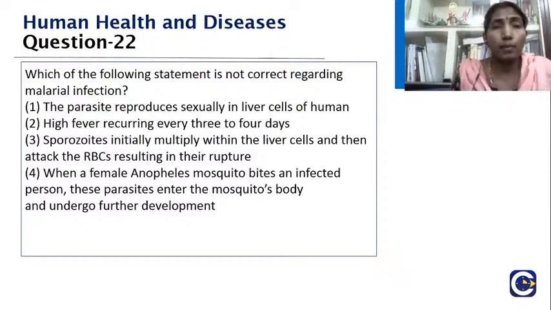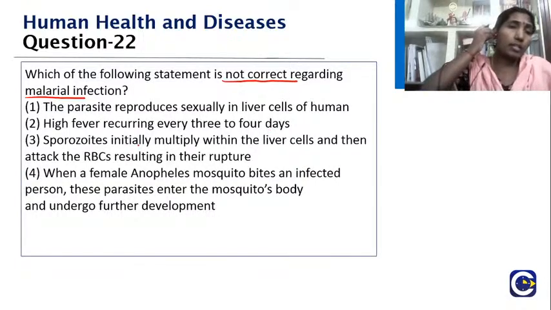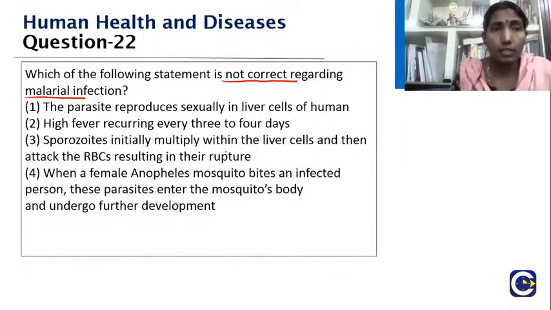Which of the following statements is not correct regarding malarial infection? You are going to see which is not correct. The parasite reproduces sexually in the liver cells of human. High fever recurring every 3 to 4 days. Sporozoites initially multiply within the liver cells and then attack the RBCs, resulting in their rupture. When a female Anopheles mosquito bites an infected person, these parasites enter the mosquito body and undergo further development.